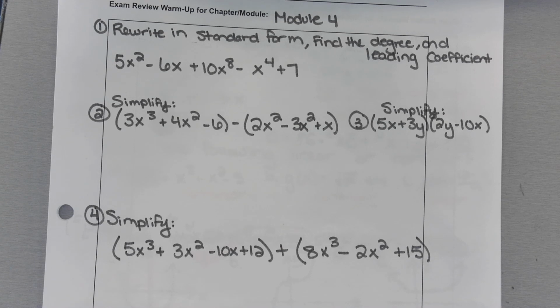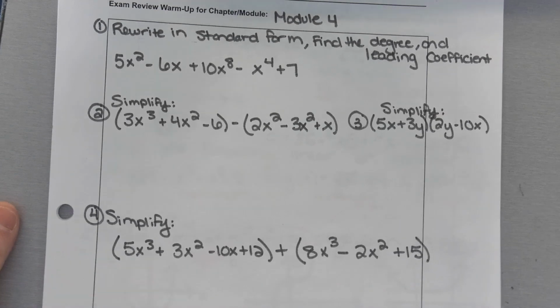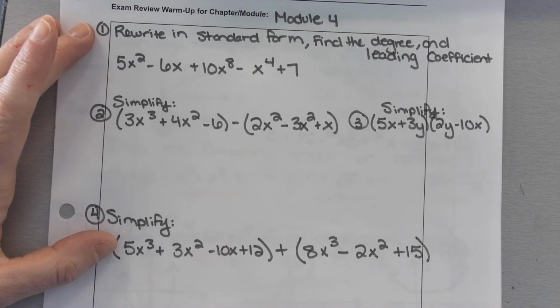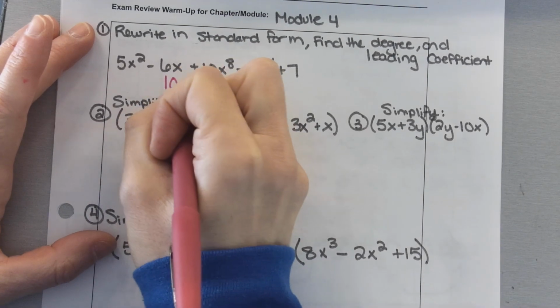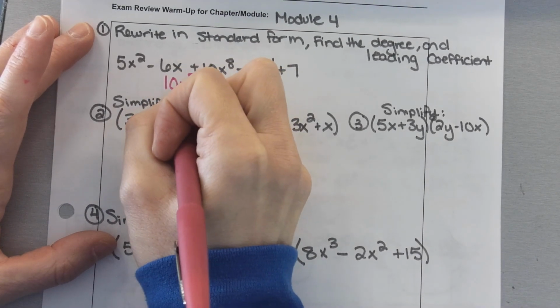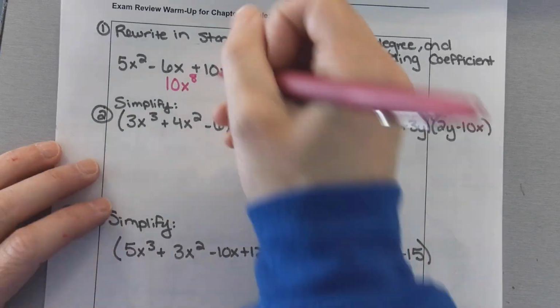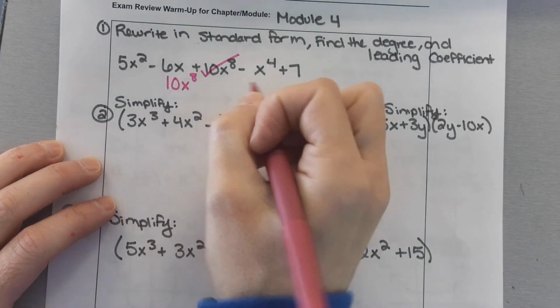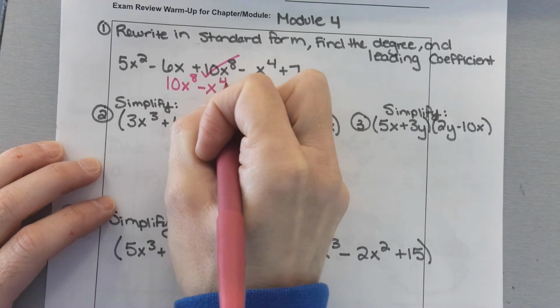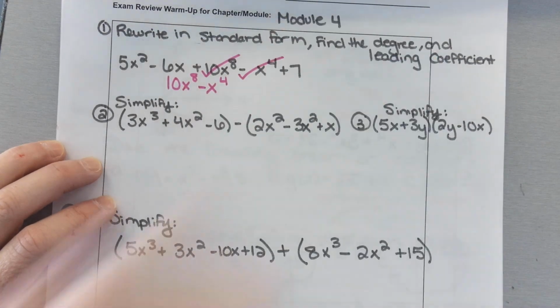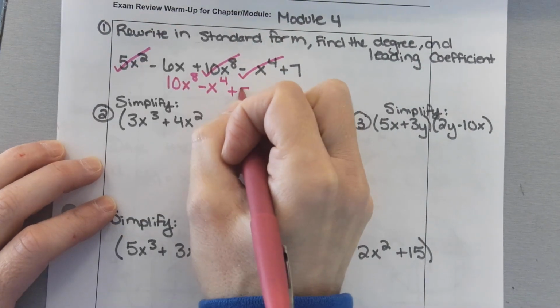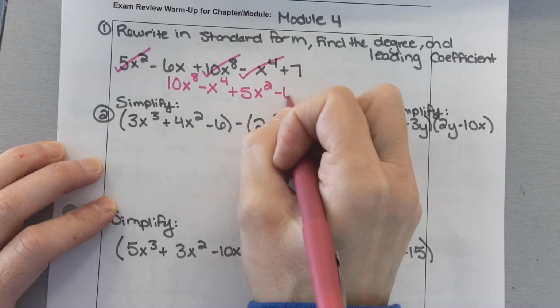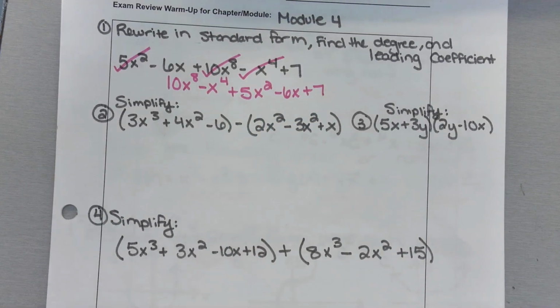First, rewrite number 1 in standard form. So let's do that. What term should come first in standard form? Yeah, 10x to the 8th. So biggest exponent first. What comes next? Yeah, minus x to the 4th, and what? 5x squared. And then minus 6x, and then plus 7. There we go, that's the whole thing.